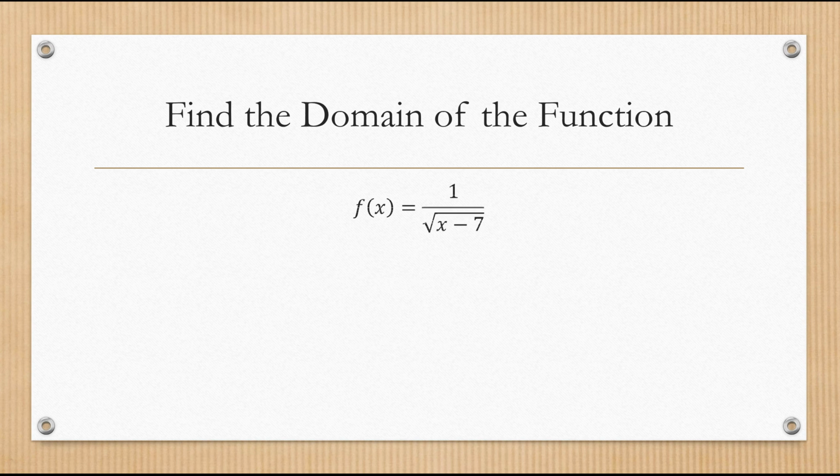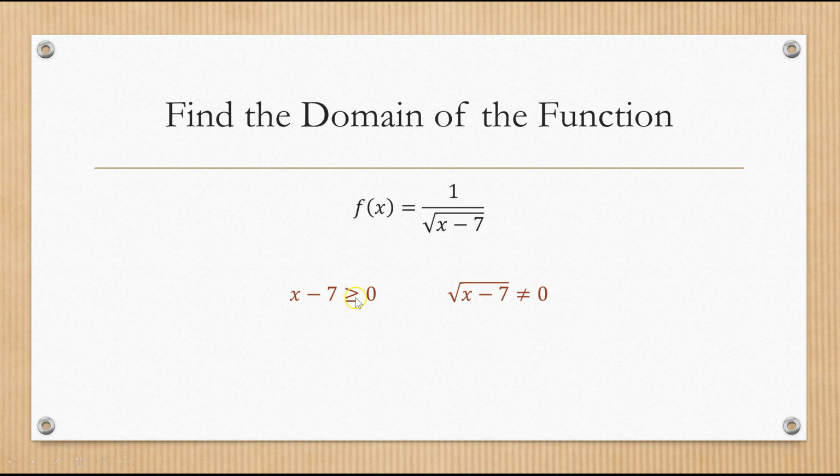Next example, I have this one, f of x equals 1 over the square root of x minus 7. Again, pause and try it on your own first. In this case, I have 2 different things I have to keep track of. One of them is I can't take the square root of a negative number. So this thing inside of my square root, this x minus 7, has to be nonnegative. But I also have to keep track of the fact that my denominator can't be 0. So I set up 2 different inequalities.